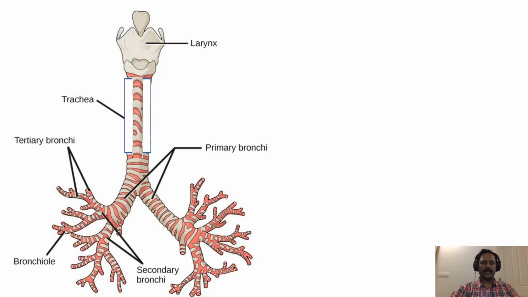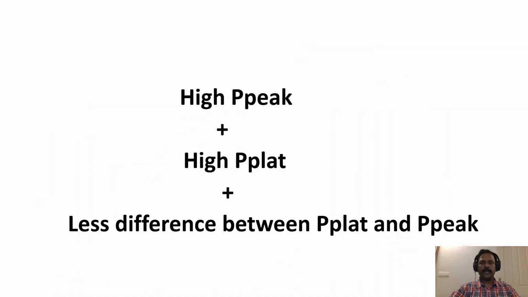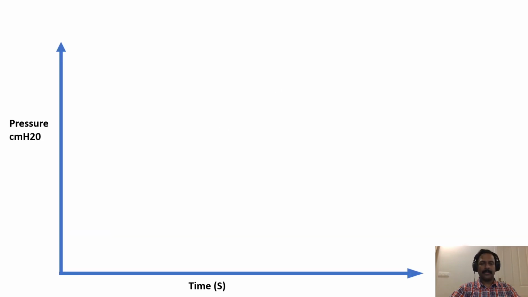Can be a bronchospasm, then you have to give bronchodilator. It can be some secretions, then you have to suction the patient. It can be a problem with your circuit, the patient biting the ET tube, or a filter getting blocked, or maybe some secretion or mucus plug which is coming in the airway. Second scenario is that you will be having a high peak pressure. At the same time, you will be having a high P plateau, and the difference between the P plat and P peak is less. I will explain it.